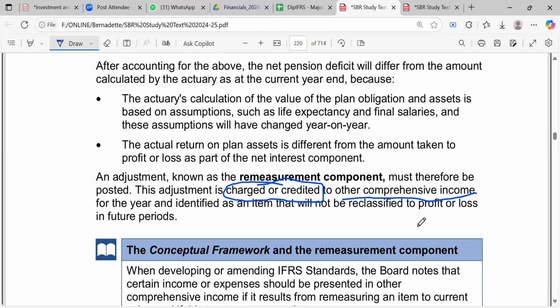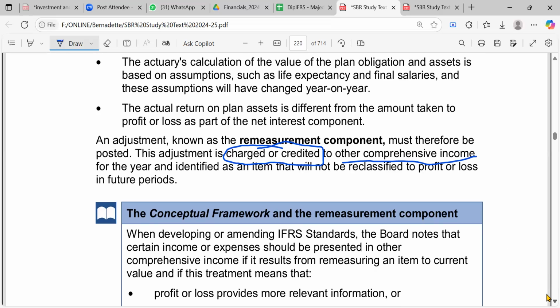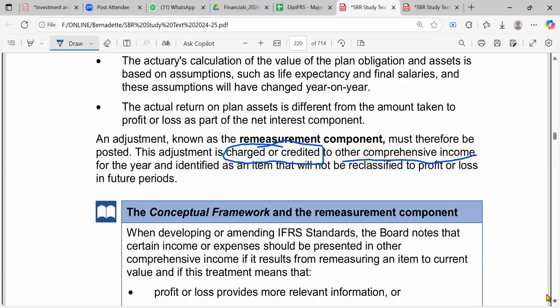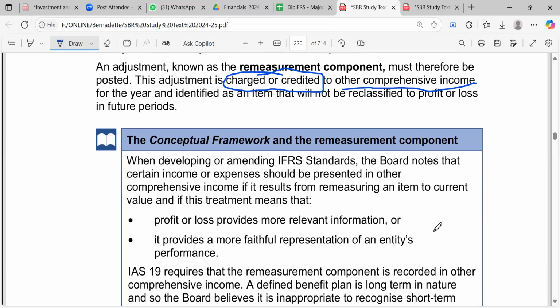But here we are told they go to other comprehensive income for the year and are identified as an item that will not be reclassified to profit or loss. There are items that could be reclassified in a future period to profit or loss from other comprehensive income. If you have ever seen some statements, they separate other comprehensive income into two: items that could be reclassified later to profit or loss, and items that will not be reclassified. They like to say that, but this is not important here, right? They're just trying to bring up the concept of framework and the remeasurement.